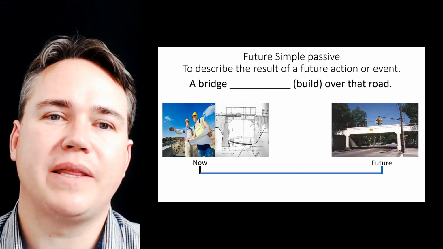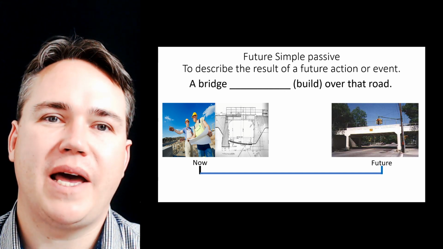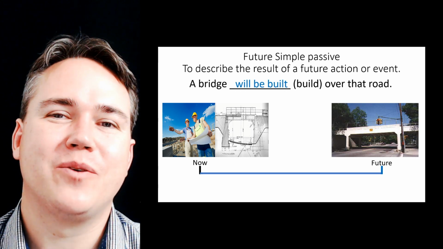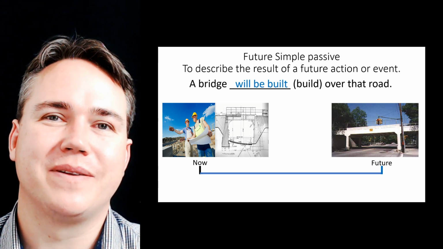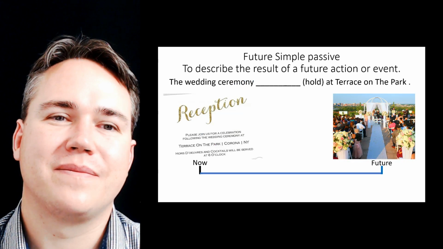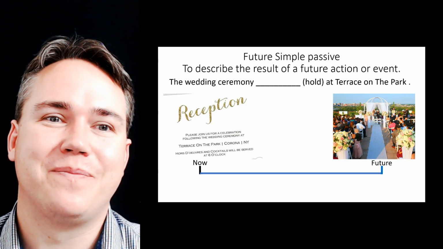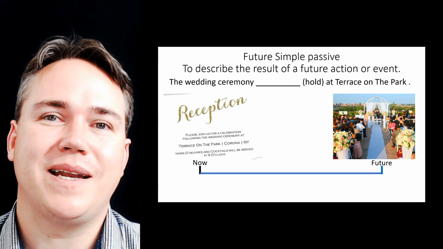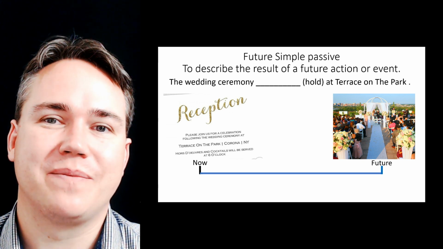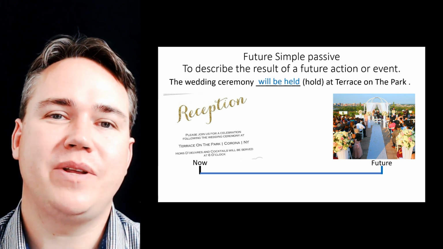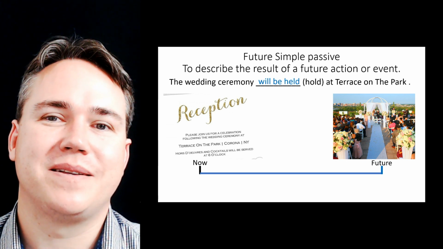So they're talking about the bridge. They're looking at the plans for the bridge now. And that means in the future, that's right, a bridge will be built over that road. You get the invitation to your friend's wedding now. And it tells you the address of the ceremony. And so you can say the wedding ceremony will be held at Terrace on the Park.